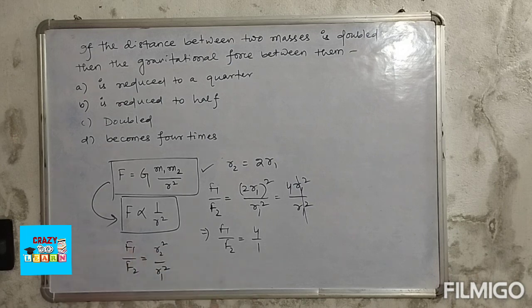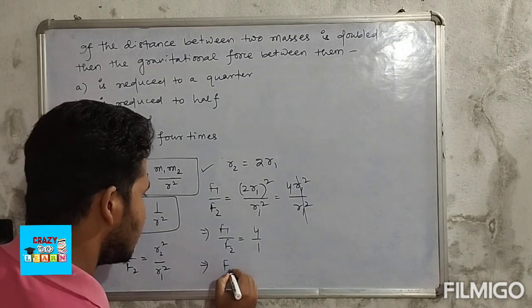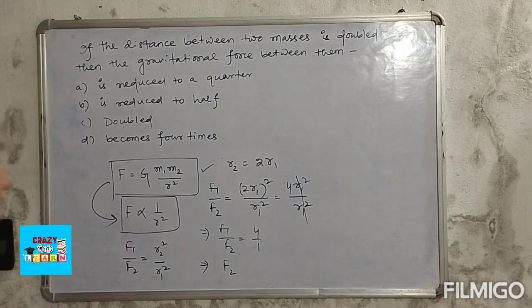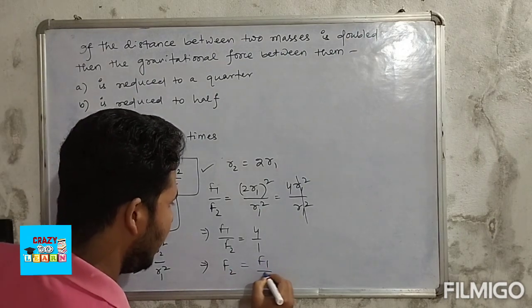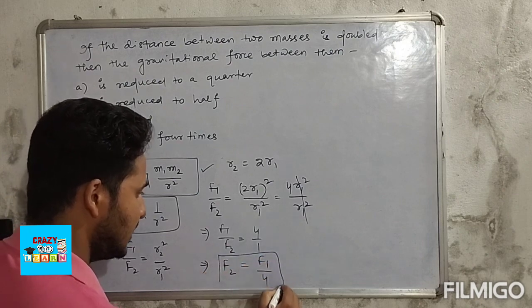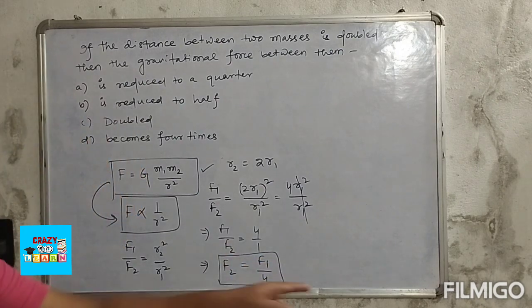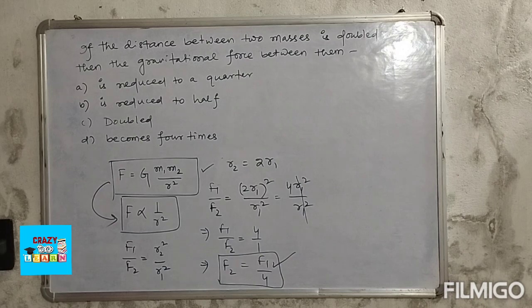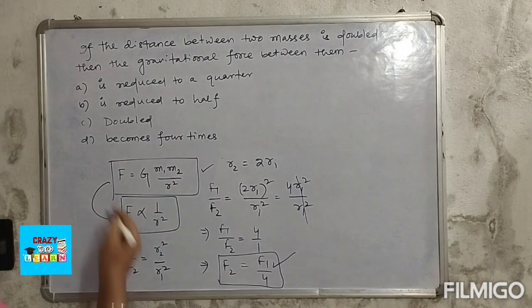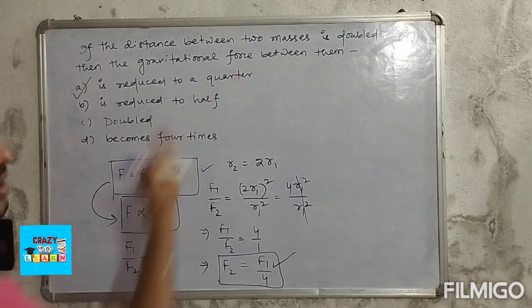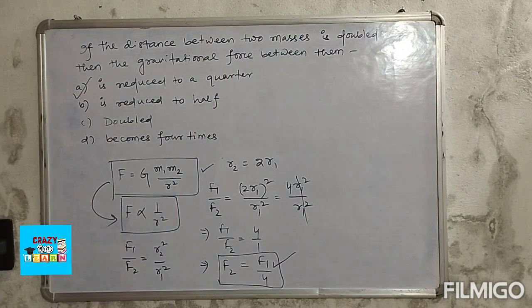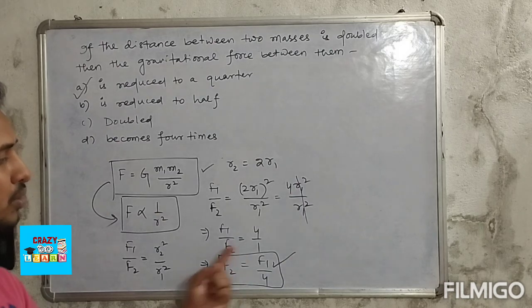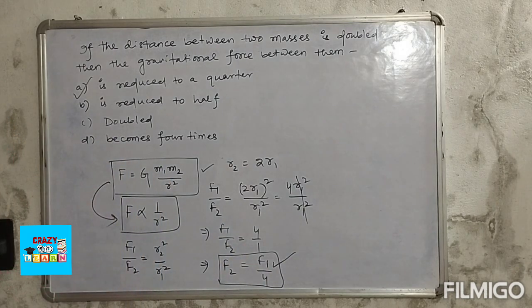Which one is the new one? The second case gravitational force. The new gravitational force will be f1 by 4. This is the 1/4 of the gravitational force of the first case. That means the gravitational force that was given to you before, now it is 1/4. That means which one is the correct one? The option is reduced to a quarter. Now the new gravitational force is 1/4 of the previous gravitational force.